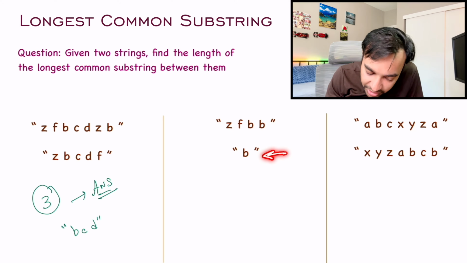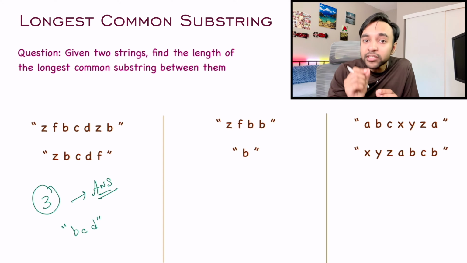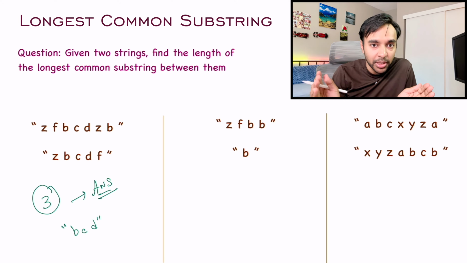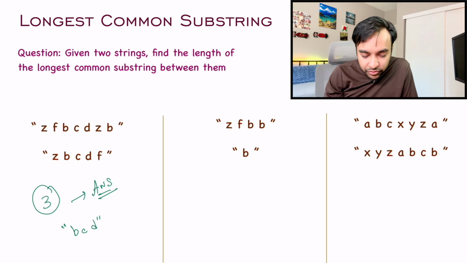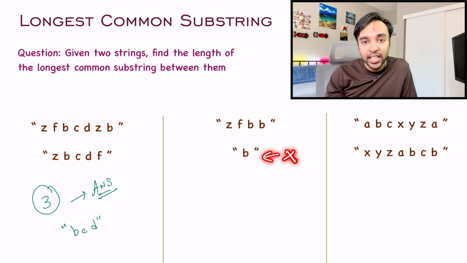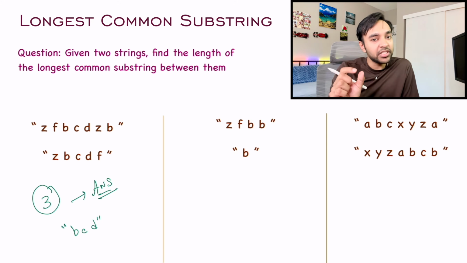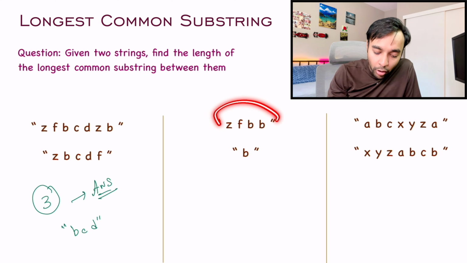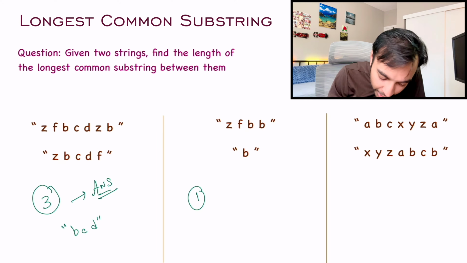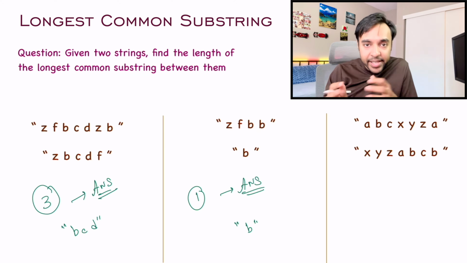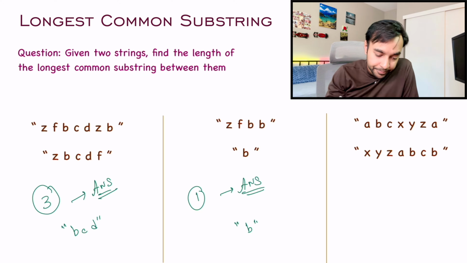Similarly, if you look at the second test case, the first string is ZFBB and the second string is just a single character B. And what is the length of the maximum substring? It is just 1, right? You can find a B over here. If this was any other character, let's say X, then the length of the common substring would be 0 because you cannot find an X anywhere over here. So for the second test case, 1 will be your answer. And B is your longest common substring, correct?